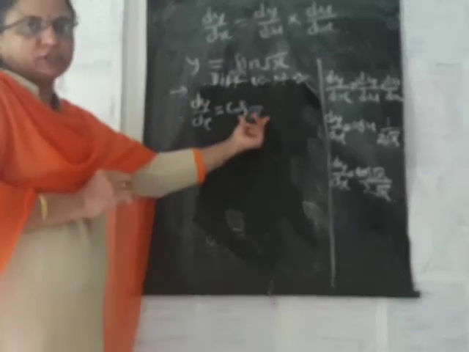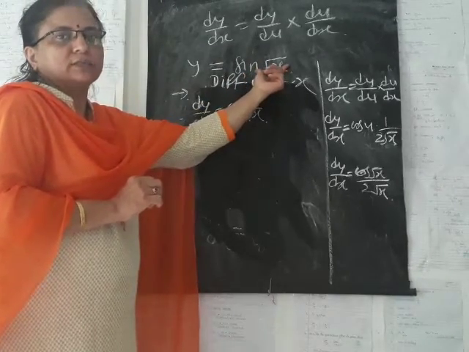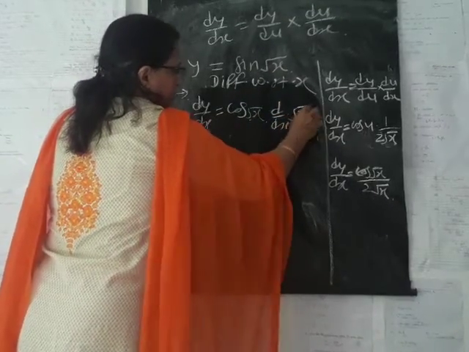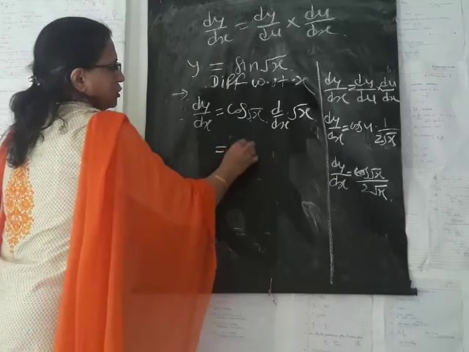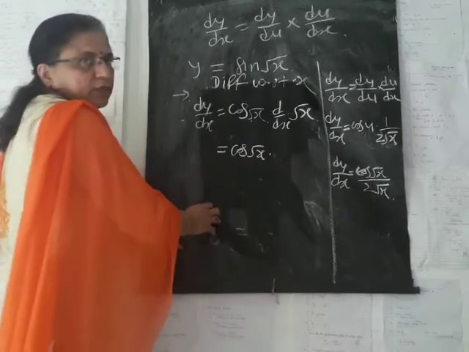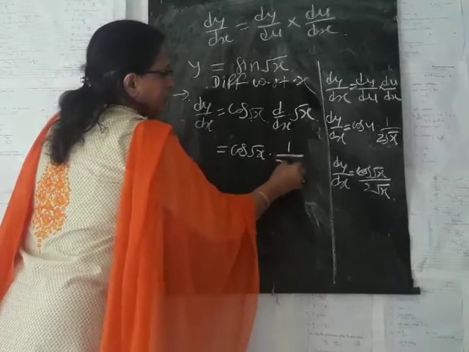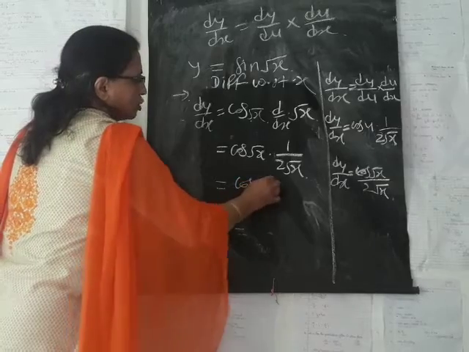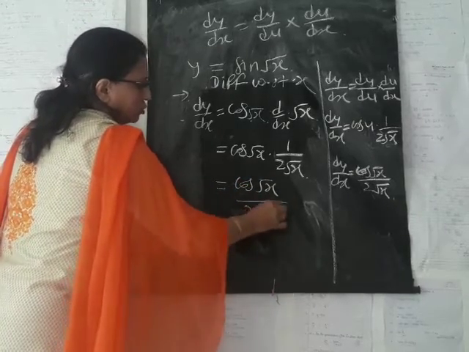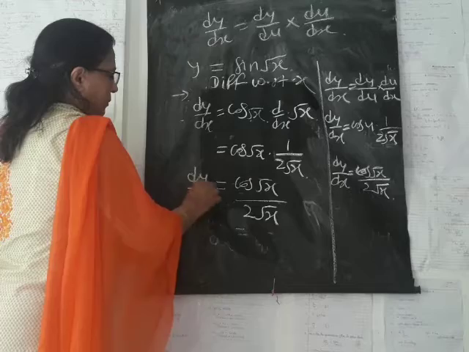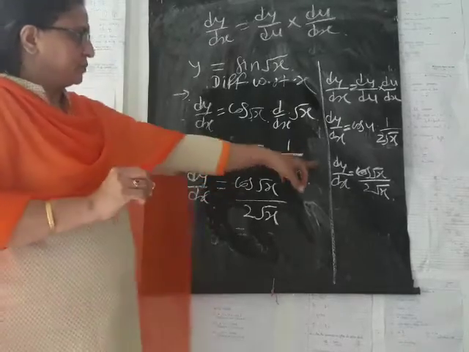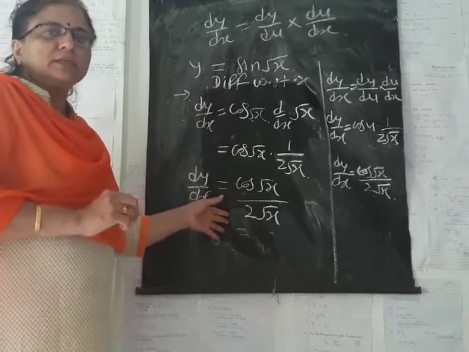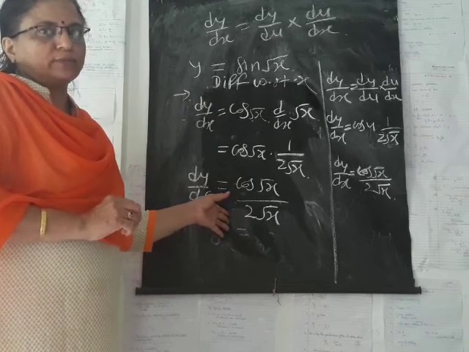Cos of function, कोणता function आहे? Under root x as it is, and into d by dx of under root x, it is equal to cos of under root x into, what is derivative of under root x? 1 upon 2 under root x, it is equal to, answer is cos of under root x upon 2 into under root x. This is dy by dx. Observe, same answer. Okay, but here you can solve within 2 steps.